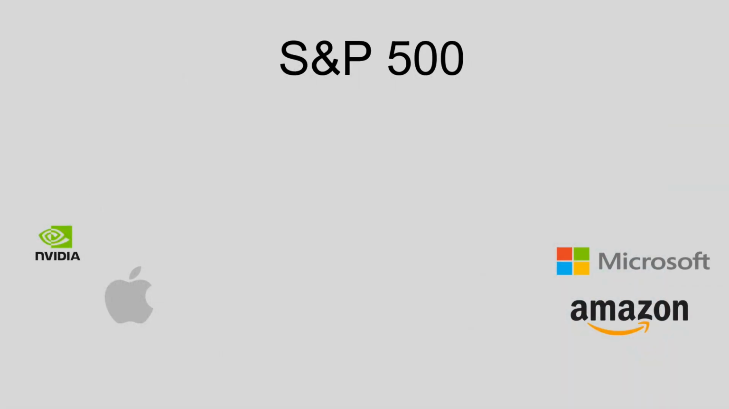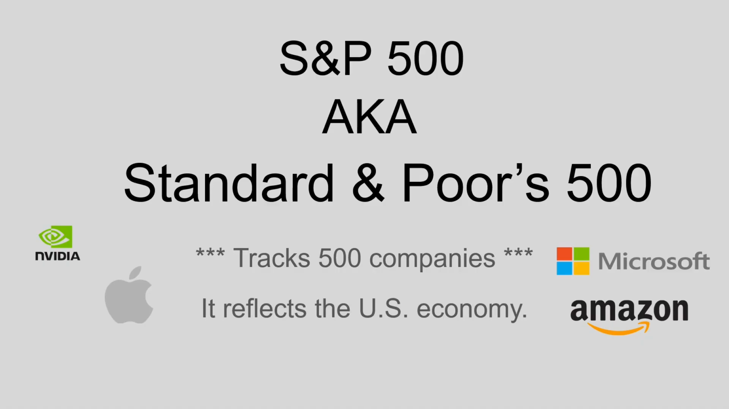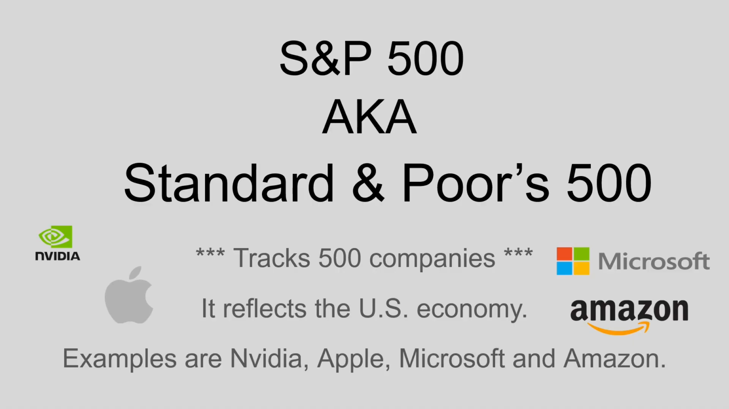Now we'll cover what the S&P 500 is. It's also known as the Standard & Poor's 500, and it tracks 500 companies. Obviously, that's in the 500 name. It reflects the U.S. economy. Examples, as I showed in the graphics of company logos: NVIDIA, Apple, Microsoft, and Amazon.